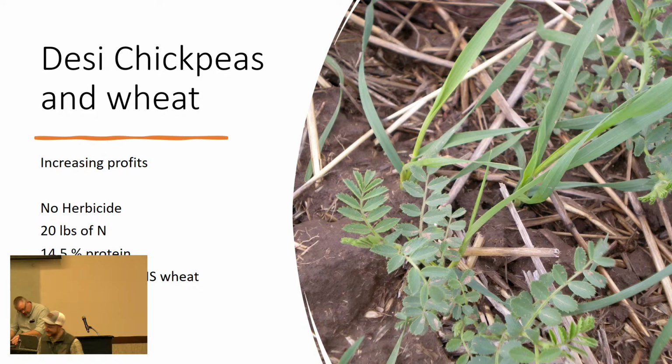Desi chickpeas and wheat. This is my intercrop. It's not an intercrop so much, because with the wheat I won't get a chickpea crop. But I use the Desi chickpeas. They're cheaper. They're also more wild type, which means that they actually take up more phosphorus and feed my wheat plants a little bit more phosphorus.